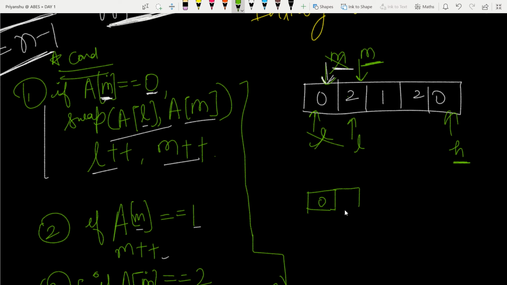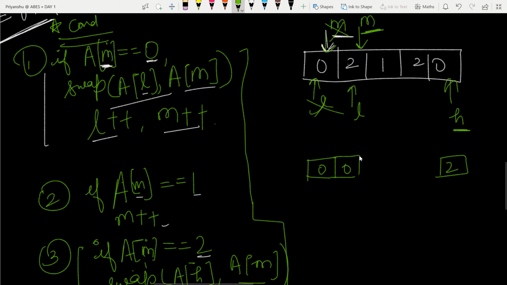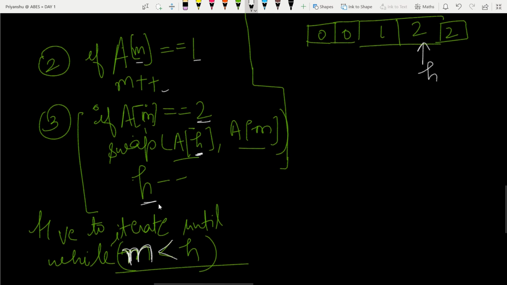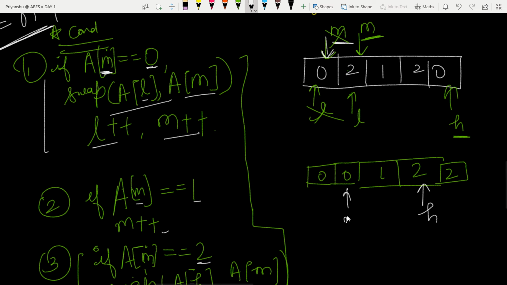So the current condition of the array would be this, and we have 2 here, and we decrement H by 1. So this is the array, and now our H would be at this position. Sorry, we do not have to increment M now. We just have to decrement H. That is what is in the algorithm, and M would be at the same position as before. M would be here, L would be here also.